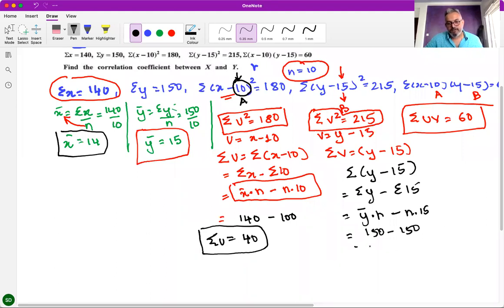We knew this will be 0 because the total sum of deviations of observations from the mean is always equal to 0. So sigma v is equal to 0. Mark it. Now you have sigma u, sigma v, sigma uv, sigma u square, sigma v square.